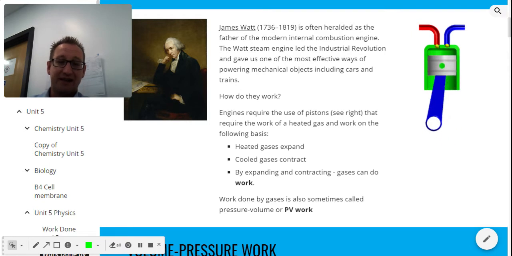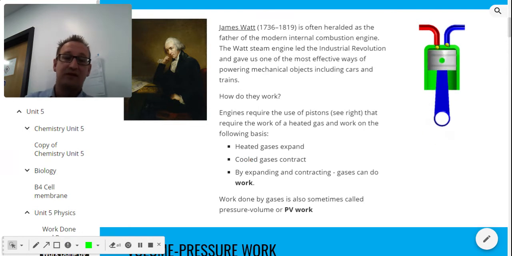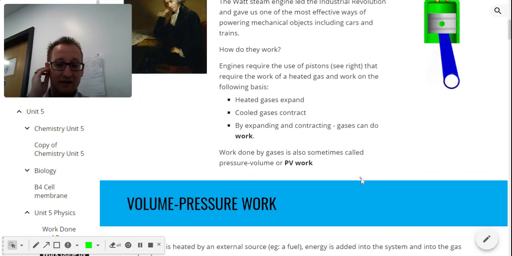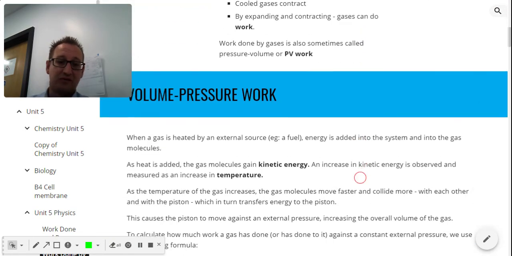Firstly, heated gases expand, and cooled gases contract. By expanding and contracting, either we can do work onto the gas, or the gas can do the work for us. We can see in this animation up here on the right hand side that the gas is doing work to move a piston, and that can be connected up to a gear set, and then that can be connected to some wheels. Now we call this pressure volume work, or PV work, and we demonstrated this in the lab doing a practical, which I'll talk about in a minute.